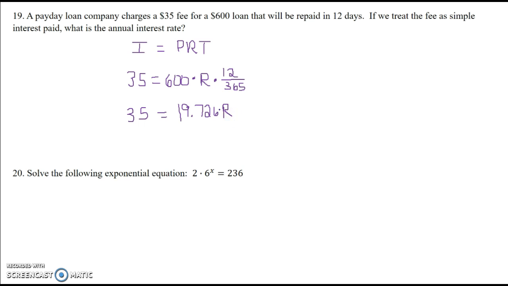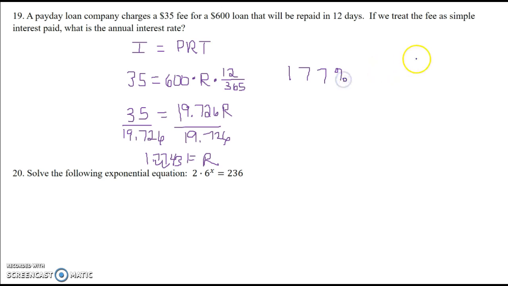R. Now I'm going to divide by 19.726. And R is 1.77431. Okay, now that's actually a decimal. So to make that a percent, I'm going to move the decimal point over 2 places. So it's actually 177%. That's a big interest rate. It's over 100%.